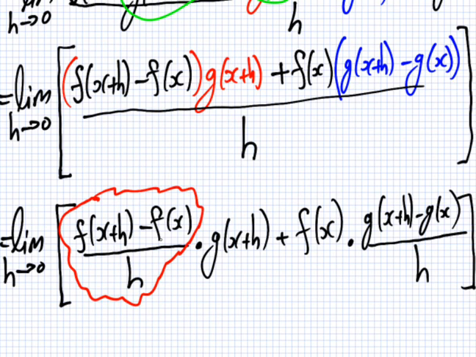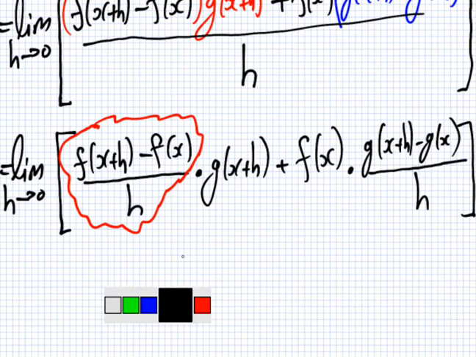Now, in the last two, what's in common? Oh, I'm sorry, I wrote that wrong. That's not an h, that's an x. So what's in common in the last two? Fx is in common in the last two. So we can factor out those two and these two. Let's do that.